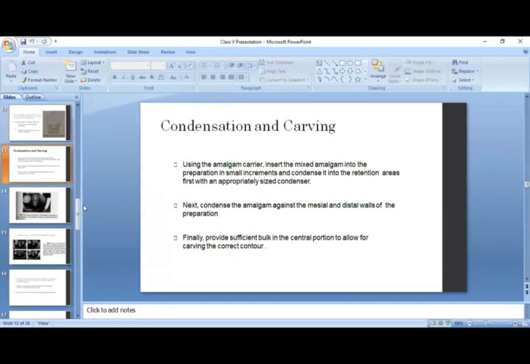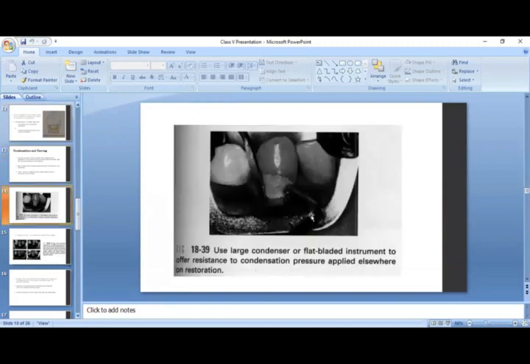Okay. Finally, provide sufficient bulk in the central portion to allow for carving and the correct contour. What is basically the carving and the correct contour? Now coming to that diagram again, this is basically a condenser, right? With the condenser, we are just condensing material and then we are supposed to carve. Carve means we are supposed to remove the excess of the restorative material, the excess amalgam, from the structure. If the restoration is rough, it causes plaque adherence. That basically causes the failure of the restoration.